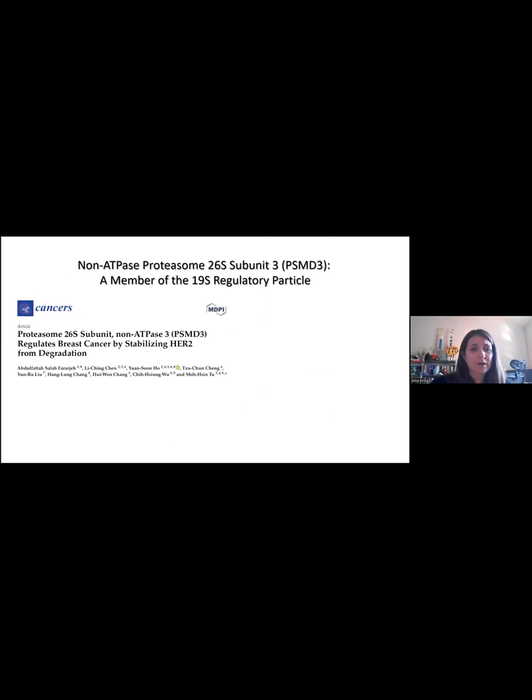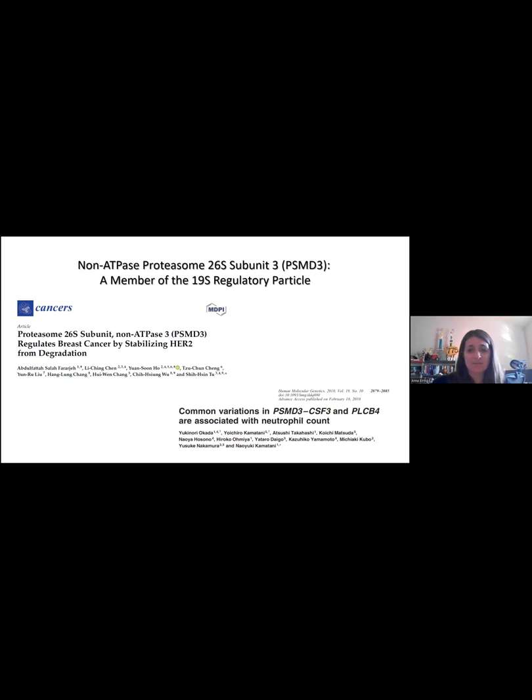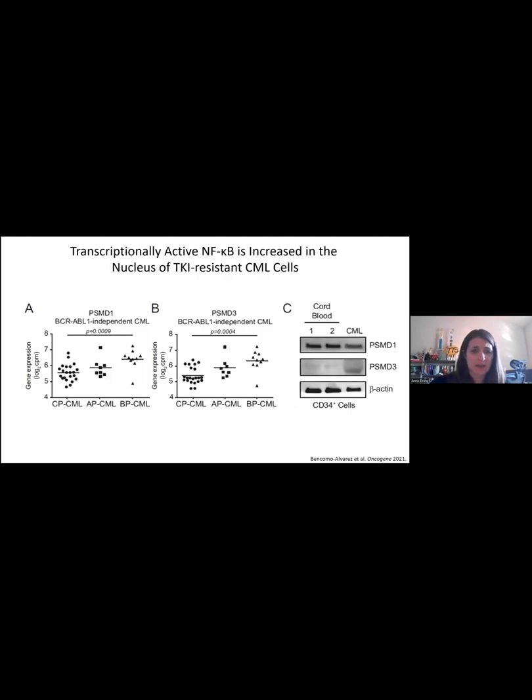Now, PSMD3 in particular has already been shown to play a role in breast cancer, where it was shown to stabilize human epidermal receptor growth factor 2 from degradation. And it's also interesting to note that PSMD3 is just upstream of colony stimulating factor 3 gene, and mutations in this genomic region have been previously associated with changes in neutrophil count. So this suggested a potential role in myeloid leukemia.